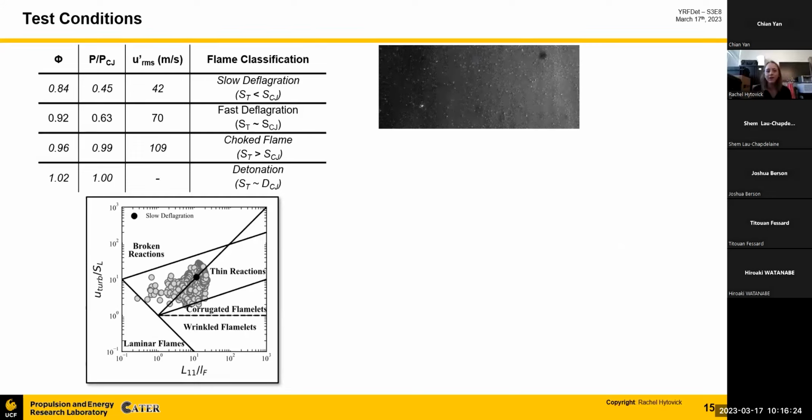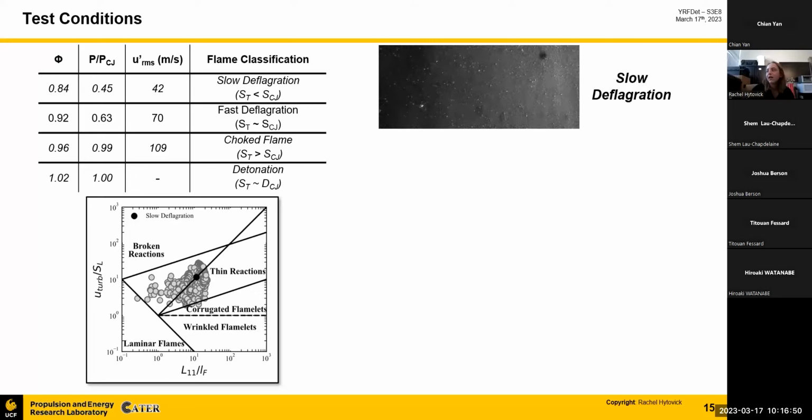For these slow deflagration cases that we'll talk about today, it's when our turbulent flame speed is propagating below our CJ deflagration velocity. We are at an equivalence ratio of 0.84, and we're at about half of CJ, a little bit less. And our U prime measurements are about 42 meters per second. So we see some variation in turbulence, but not a ton.